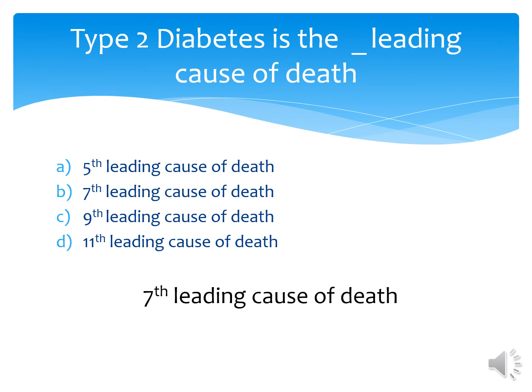Type 2 diabetes is the blank leading cause of death. A, fifth leading cause of death. B, seventh leading cause of death. C, ninth leading cause of death. D, 11th leading cause of death. The answer is B, seventh leading cause of death.